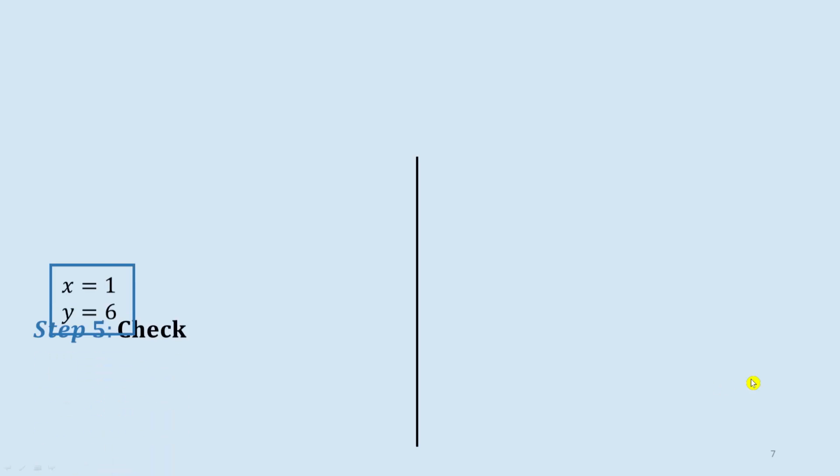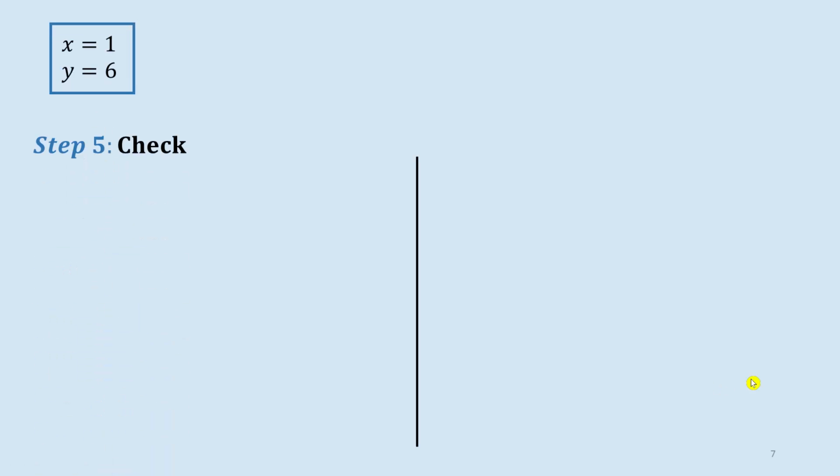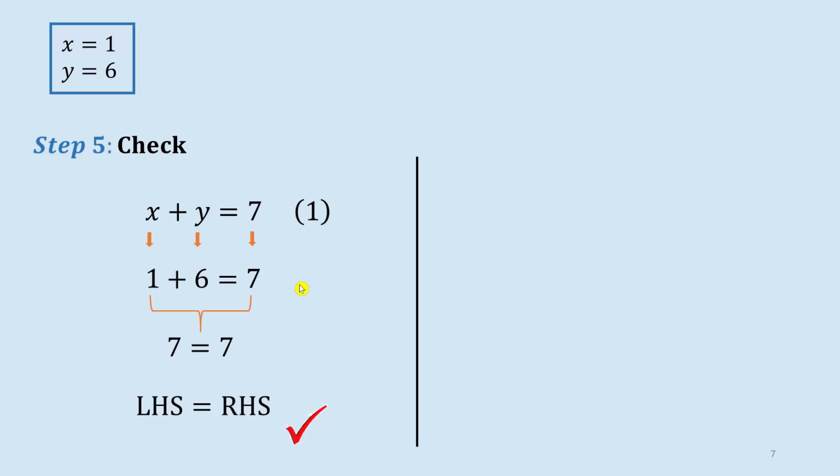So let's check. We know x equals 1 and y equals 6. From equation 1, we know x plus y equals 7. So let's substitute x equals 1 and y equals 6. We put the 1 where the x is and 6 where the y is. So 1 plus 6 equals what? 7. So the left-hand side equals the right-hand side.